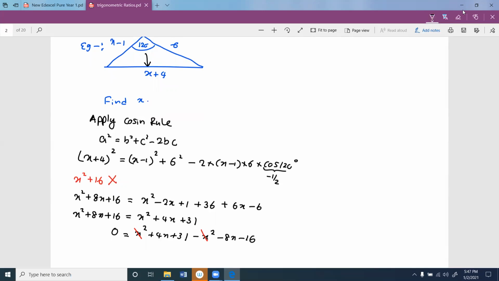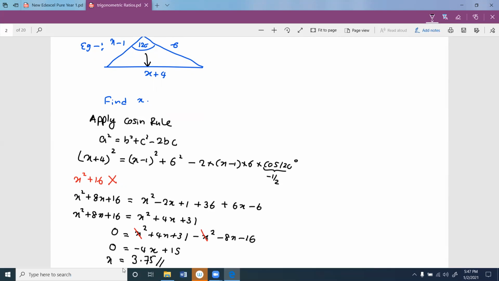So this is 0 equals minus 4x. 31 minus 16 turns up to plus 15. So obviously the x turns into how much? Minus 4x plus 15. Minus 4x equals minus 15. That is, 4x equals 15, divided by 4 is 3.75. So yeah, that is correct. So the answer should be 3.75.